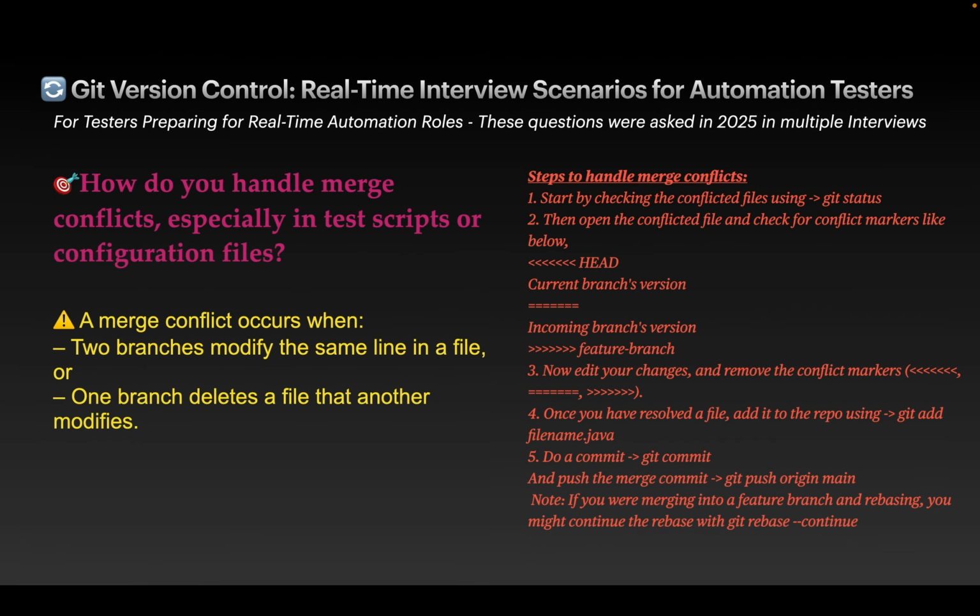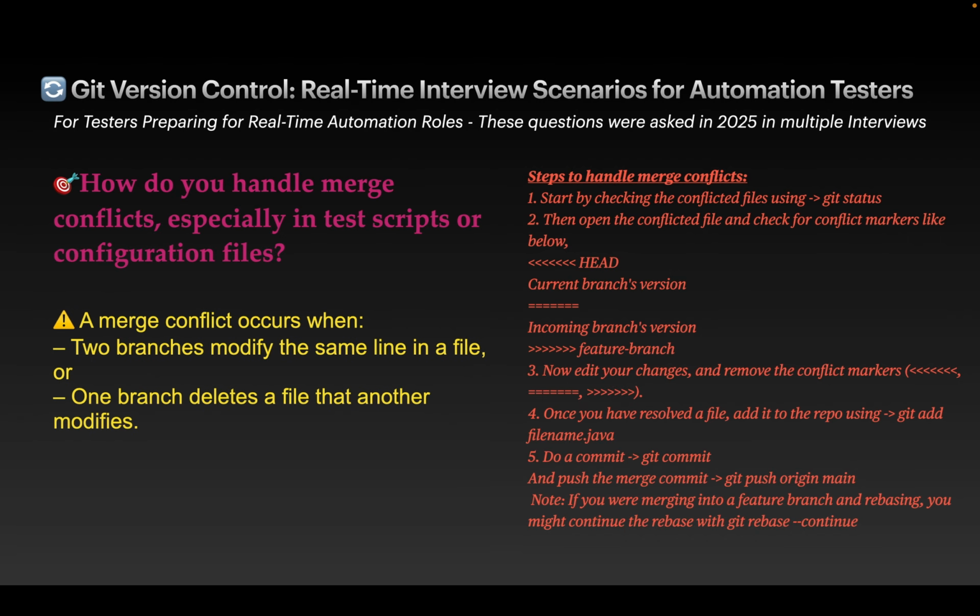How do you handle merge conflicts, especially in test scripts or configuration files? If you have worked in a Git repository or any version controlling platform, you would have definitely seen a merge conflict. So first explain when a merge conflict will occur and then explain the steps to handle merge conflict.